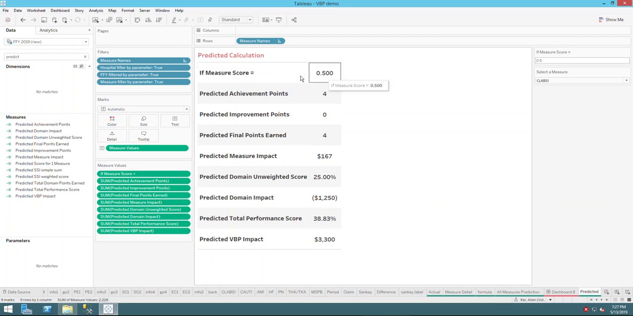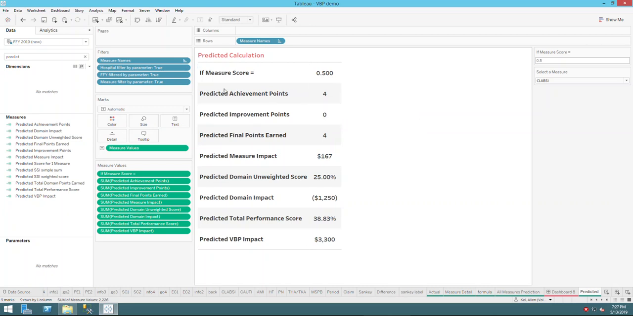First of all, for this measure score, this is the parameter that I type in. This is the score that I can alter here. This video assumes that you are familiar with the methodology, so you can review the methodology first before you watch this video on creating the calculator in Tableau.